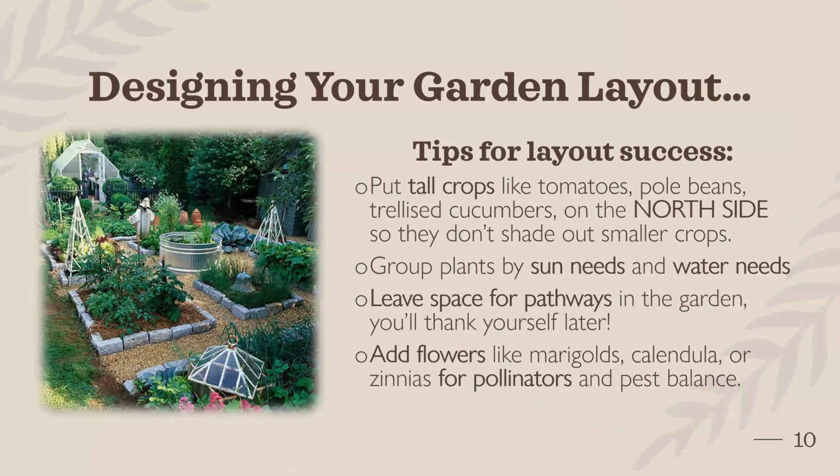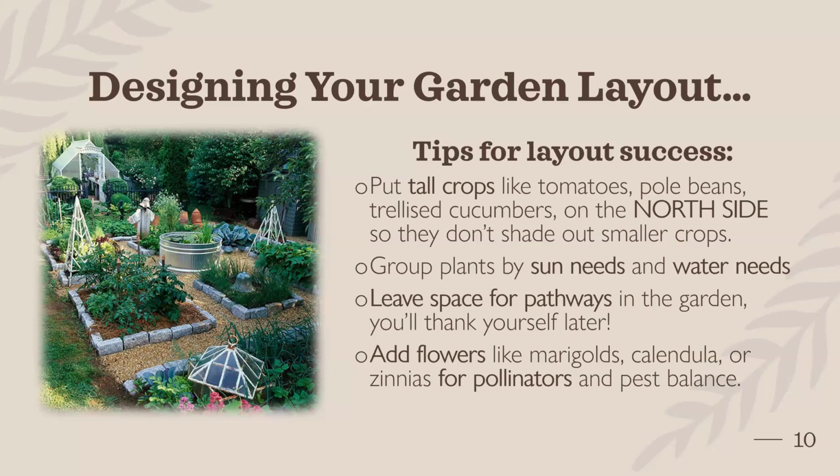So when it comes to designing our garden layout, we want to think about a few different aspects of the garden, both the functionality, the appeal, and then how it works for you. I like to recommend that you think about putting tall crops like tomatoes, pole beans, or trellised cucumbers on the north side so that they don't shade out some of those smaller crops. Think about the angle of your yard, the direction of the sun coming in and out every day, and put those taller crops wherever they're going to be able to still receive that sun, but not blocking something out.